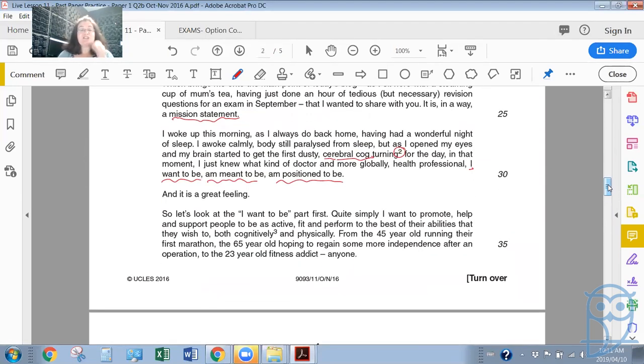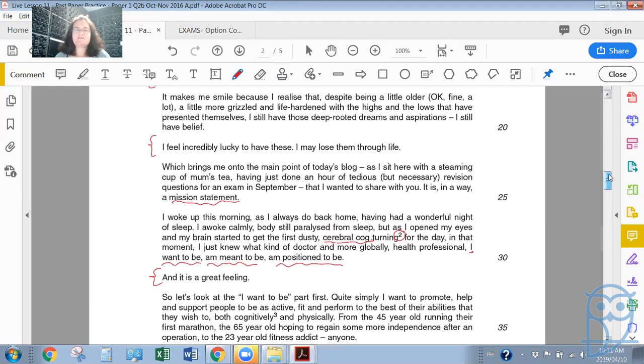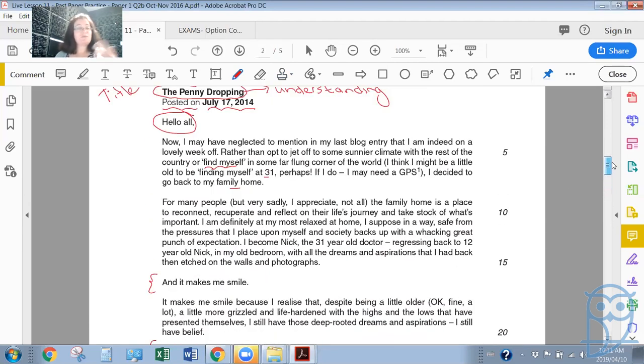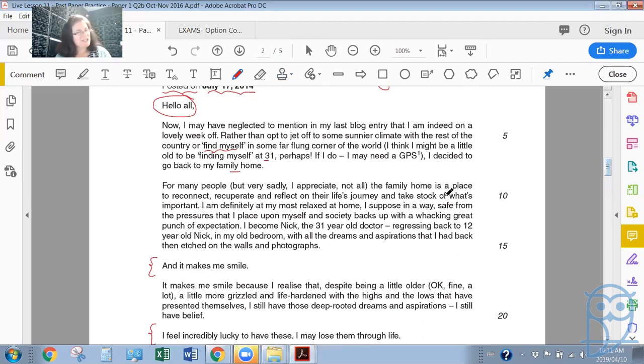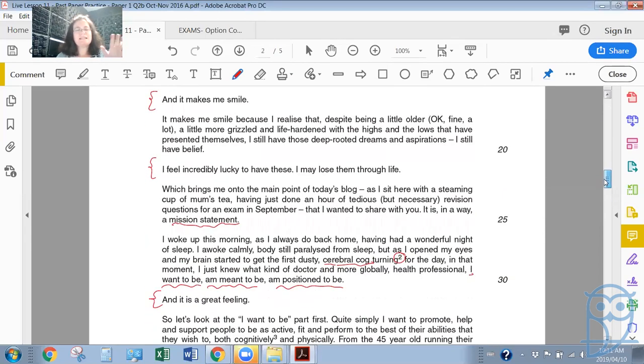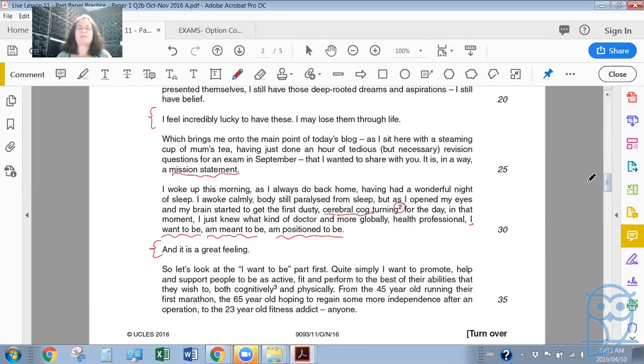And once again, it is a great feeling, this idea that he knows who he wants to be, who he's meant to be, and that he's positioned to be. So note his style. He's very conversational. He reveals things quite easily. He's a bit humorous. He takes an idea and he explores it, and then he comes to some sort of revelation about it. And he does this quite often in the text.